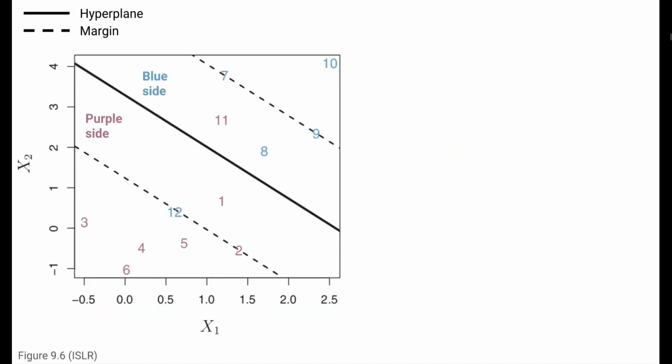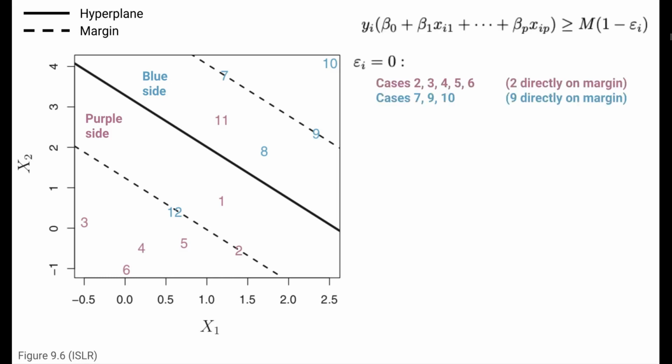So let's get a little more intuition for the optimization problem with this small example. In this training set, there are 12 cases of the blue and purple classes. The hyperplane that is estimated by the support vector classifier is this solid black line, and the margin is indicated by the dashed lines. So below the hyperplane is the purple side, and above the hyperplane is the blue side. We're going to delve a little deeper into this top constraint of the optimization problem.